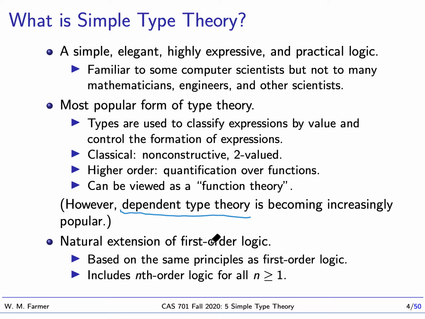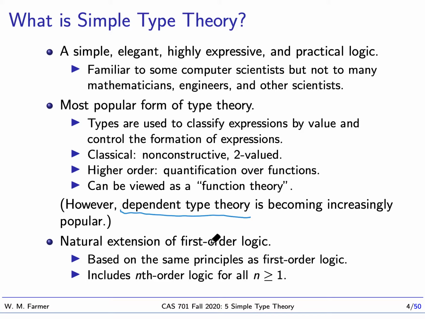So, as a type theory, types are used to classify terms by value. So if we have an expression, that expression will have a type, and that type will tell us something about the value. So, for instance, if the type is natural number, we know its value will be a natural number. And types are also used to control the formation of expressions. This is analogous to how types are used in programming languages to prevent type errors.